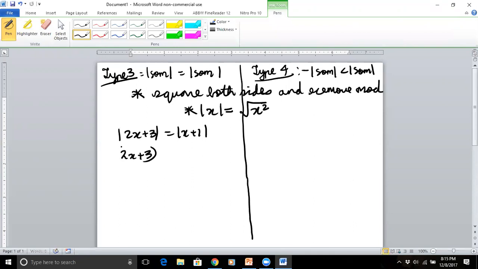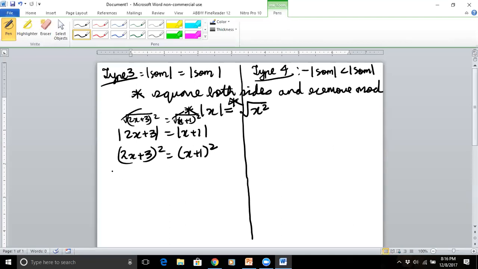So 2x plus 3 whole square is going to be equal to x plus 1 whole square. Why am I doing that? Because of this relationship: mod of x is equal to root of x square. So I'm representing this mod of 2x plus 3 as root of 2x plus 3 whole square, and this as root of x plus 1 whole square. And if I square both sides, the root gets removed. So 2x plus 3 whole square is going to be x plus 1 whole square. Now this I know how to solve.